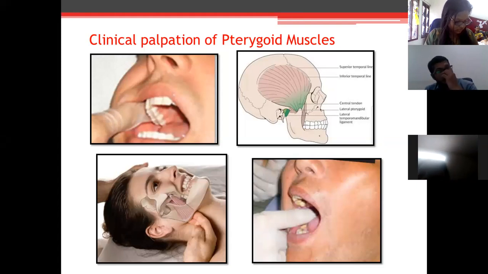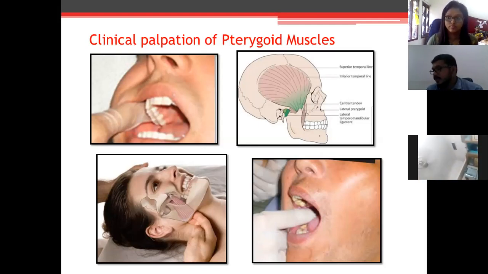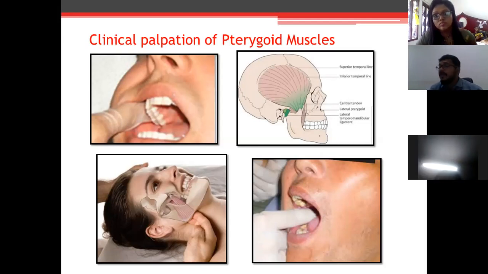One of the basic intraoral approaches for palpating your medial pterygoid muscle is that you just palpate below the tuberosity area. Actually, that is a little bit difficult. I will tell you another approach. And another thing you may get confused with when you palpate your lateral pterygoid muscle.